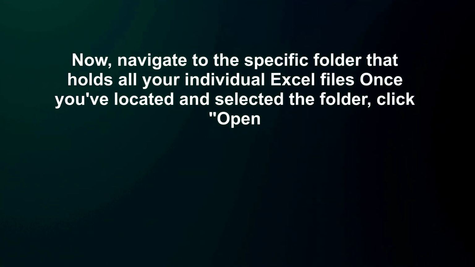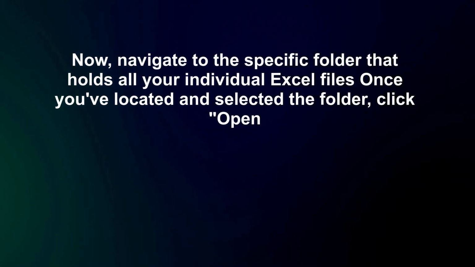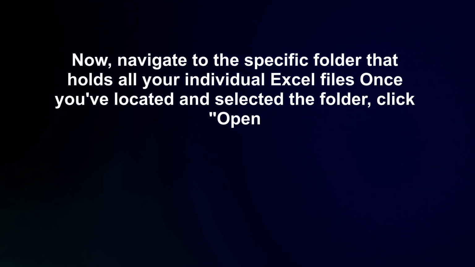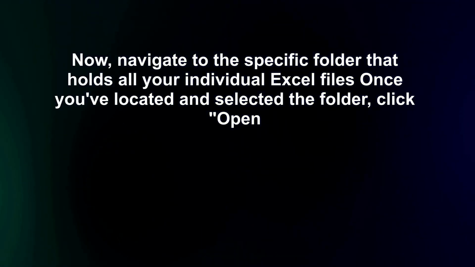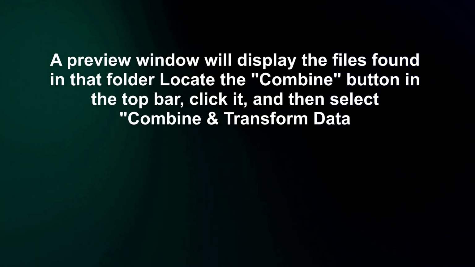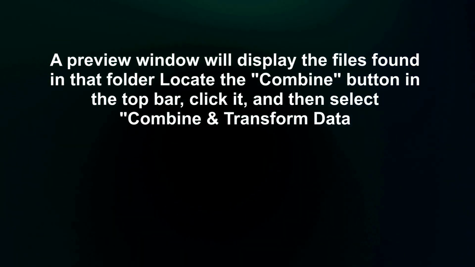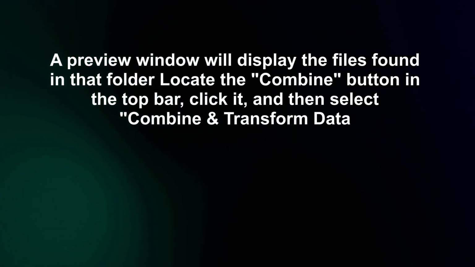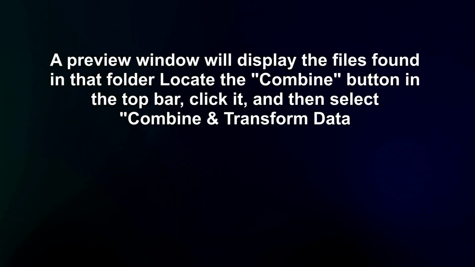Now, navigate to the specific folder that holds all your individual Excel files. Once you've located and selected the folder, click Open. A preview window will display the files found in that folder. Locate the Combine button in the top bar, click it, and then select Combine and Transform Data.